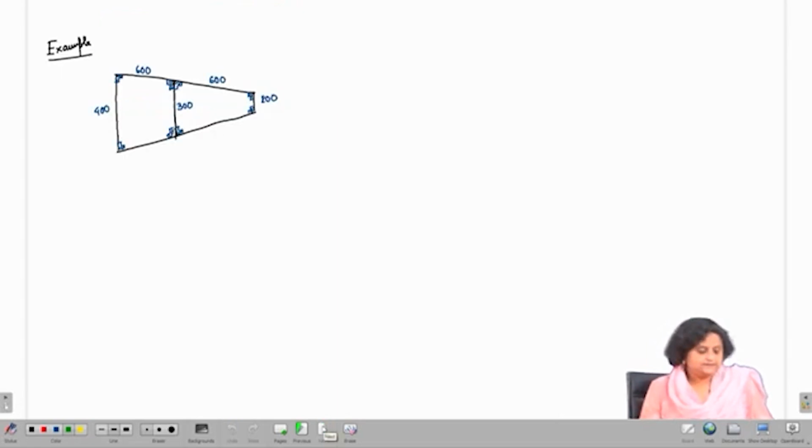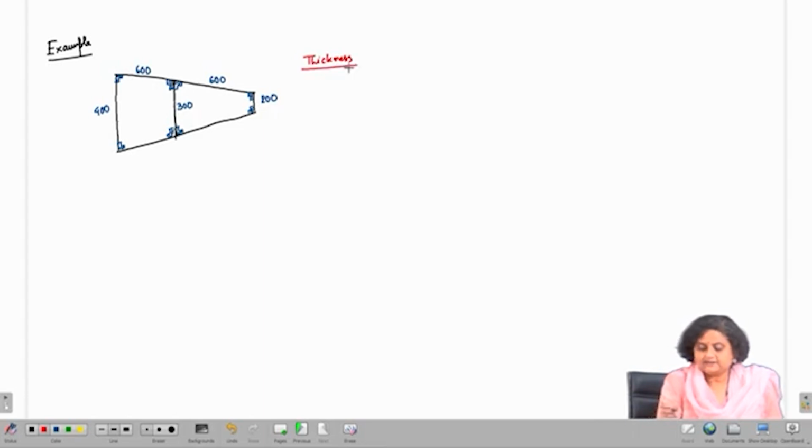So, let us see this example problem. This example problem is of a slanted cross section with slanted portion. So, the thickness, I will use red color to write down the thickness. So, thickness is given by the red color. Let me write down the thickness. The thickness of this portion is 2 mm. The thickness of this portion is 1.5 mm.